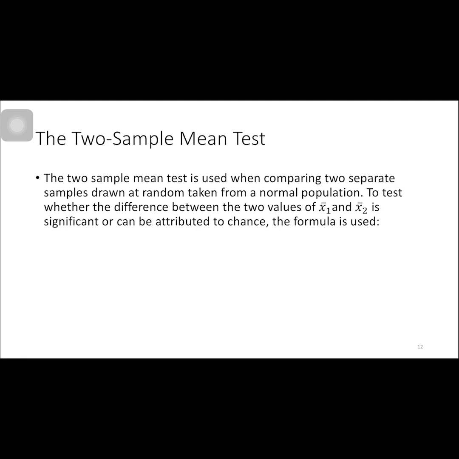For our two sample mean test, it is used when comparing two separate samples drawn at random from a normal population to test whether the difference between the two values of x bar 1 and x bar 2 is significant or can be attributed to chance. The formula used is z is equal to x bar 1 minus x bar 2 divided by the square root of variance 1 over n1 plus variance 2 over n2.